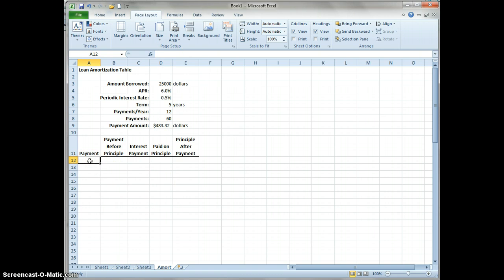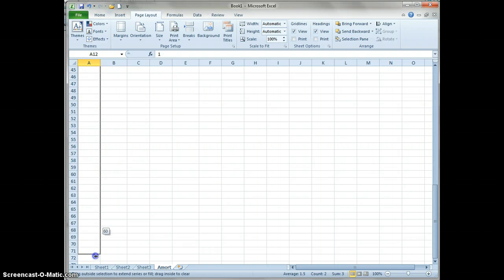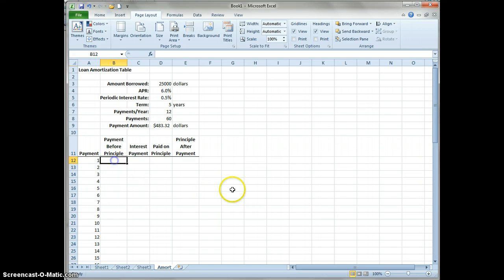We need to determine the total number of payments, which we already have up here, which is 60. So we need to create that list. Now, we don't have to type in 1 through 60, right? We can use the fill handle. Select the first two values. Select the fill handle and go down to 60. And come back up. Alright.